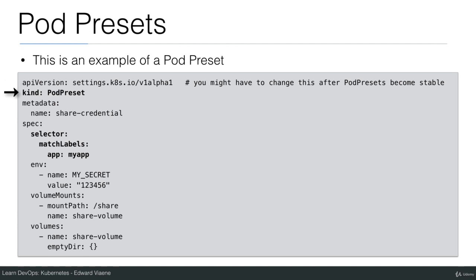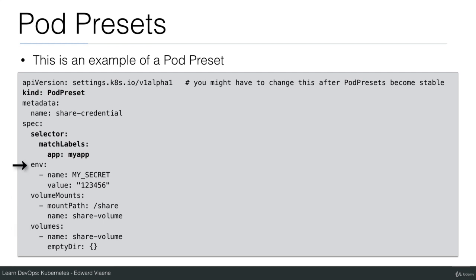Kind is a pod preset. You can give it a name and then you have a specification. You need a selector to match, for instance, the labels. So every pod that has the label app equals my app will match, and whatever is defined below will then be applied to these pods.